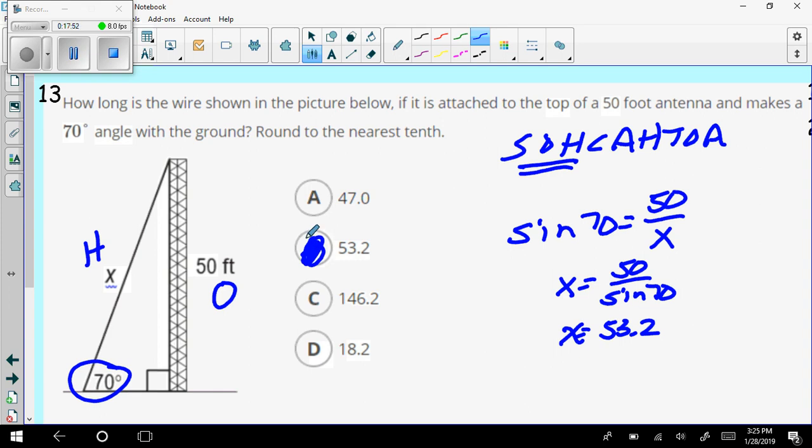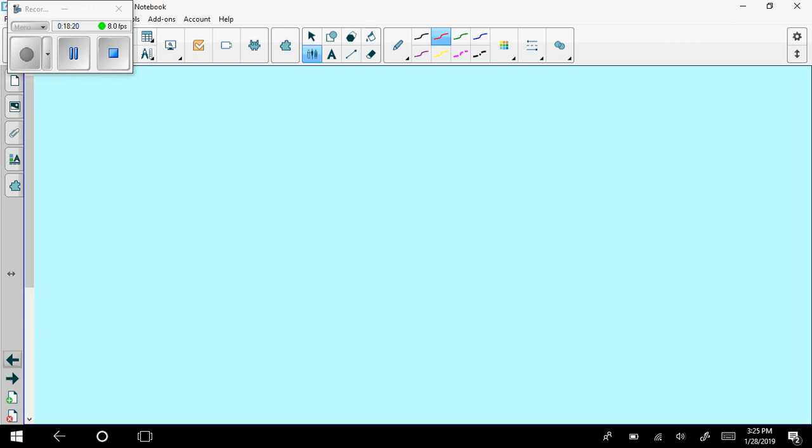If you don't remember how to do this one, use a little bit of common sense. The hypotenuse is always the longest. Since this is 50, we're looking for an answer bigger than 50. 47 is not bigger than 50. 18 is not bigger than 50. So we have a 1 out of 2 chance of at least guessing this correctly using a little bit of common sense. So study up on these, and that should prepare you for your test.